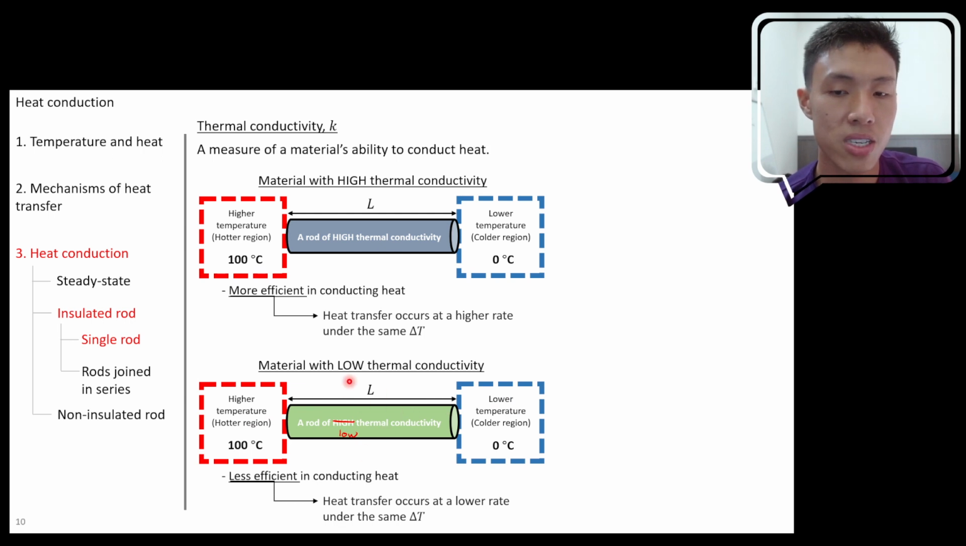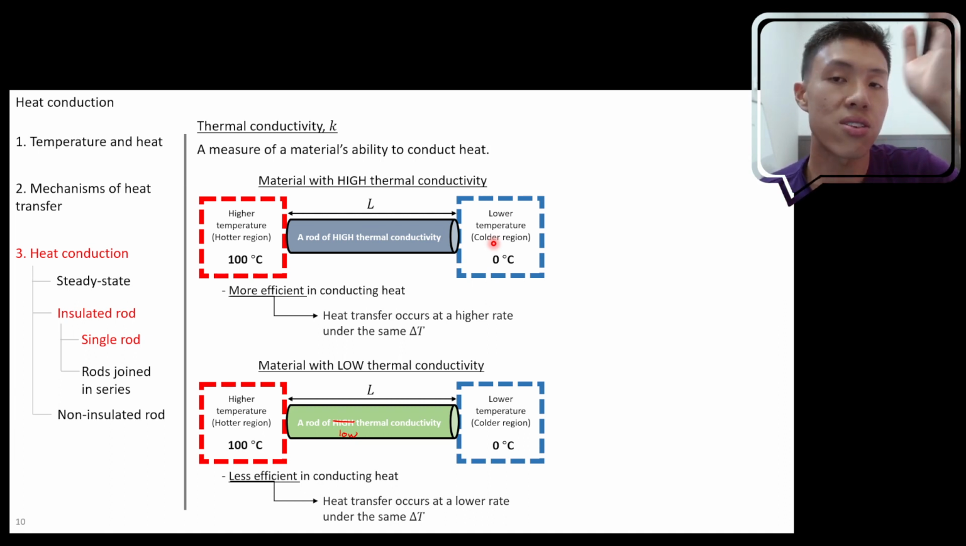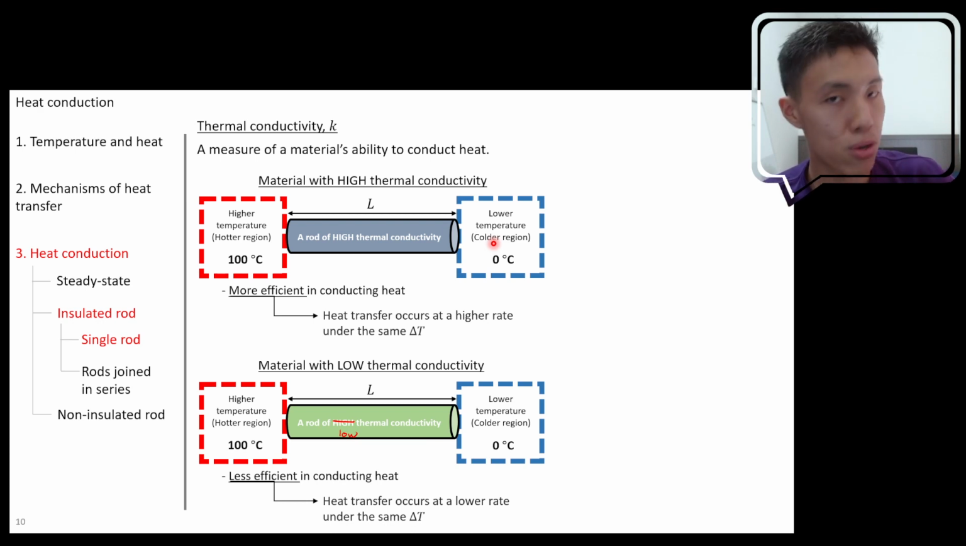But if you have a material with lower thermal conductivity, you can expect it to transfer maybe 1 joule of energy through the rod per second, instead of 100 joules of energy per second with high thermal conductivity. It's the amount of heat that you can transfer through the rod for every second that has passed. Greater thermal conductivity means a greater amount of heat transferred through the rod per unit time.